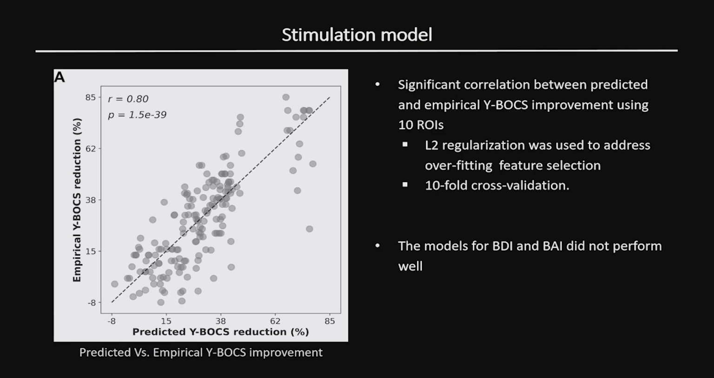Based on these 10 ROIs, we did the prediction stimulation model. As you see in this figure, the empirical Y-BOCS score improvement is highly correlated with the predicted Y-BOCS score. However, when we applied this same method to the BDI and BAI, depression and anxiety scores, it didn't work as it did for Y-BOCS improvement.